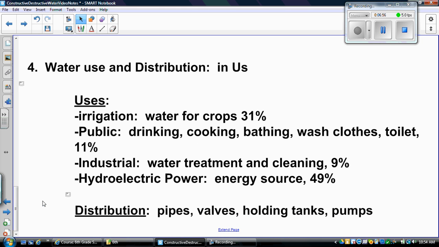Okay, and distribution. So how is water distributed in the U.S.? How do we get our water? Most of it is through pipes, valves, holding tanks, and pumps. And you've probably seen this in your own house. You have water pipes that go to your house. And then we have big holding tanks that hold water.